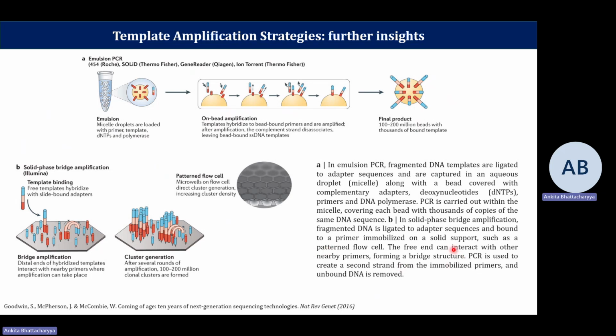The other end, or the free end, then interacts with other nearby primers that allow it to form this sort of bridge structure. Then PCR can be utilized to create a second strand from these immobilized primers, and unbound DNA gets removed. You have these bridges that are now formed, which can again denature, linearize, and form longer sequences that can form intact sequences which can be taken forward.